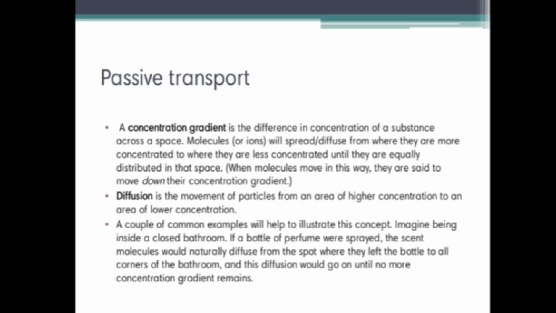Another example is a spoonful of sugar placed in a cup of tea. Eventually, the sugar will diffuse throughout the tea until no concentration gradient remains. In both cases, if the room is warmer or the tea is hotter, diffusion occurs even faster as the molecules are bumping into each other and spreading out faster than at cooler temperature. Having an internal body temperature around 98.6 degrees Fahrenheit thus also aids in diffusion of particles within the body.